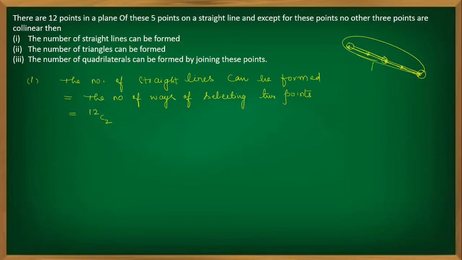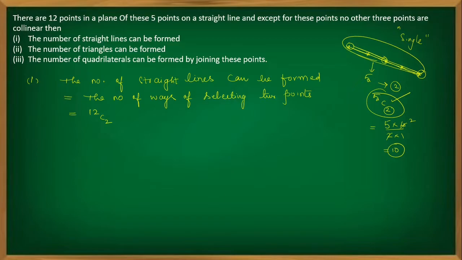From these 5 points, if you select any 2 points, it gives only a single line, not all different lines. Out of 5, if you select 2 points, how many ways can you select 2 points? 5C2 ways. 5C2 is 5 into 4 by 2 into 1, the 2s cancel, so 5 twos are 10. So there are 10 pairs of points you can get here.